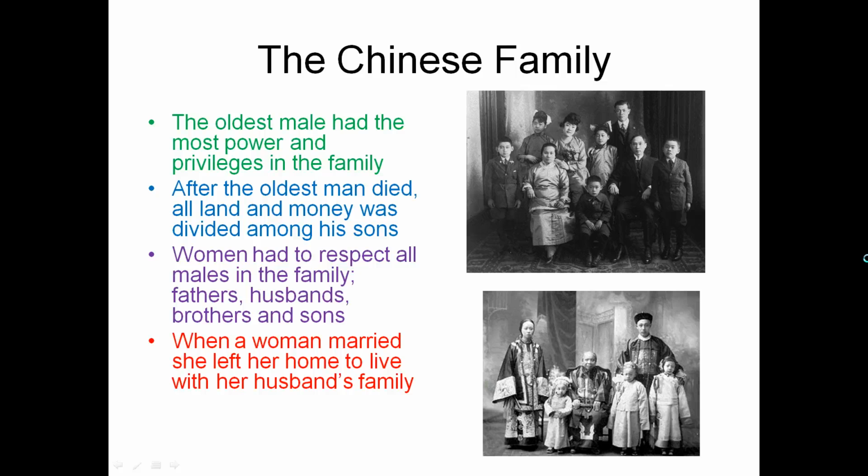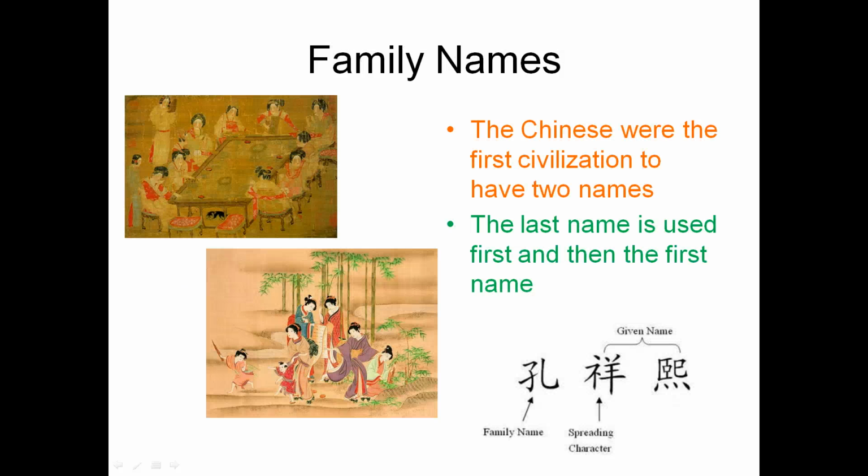The oldest male was the one that had most of the power and privileges. After the oldest male died, all land and money was divided among his sons. Women had to respect all the males in the family, their fathers, their husbands, brothers, and sons. And also, when a woman married, she left her home to live with her husband's family.